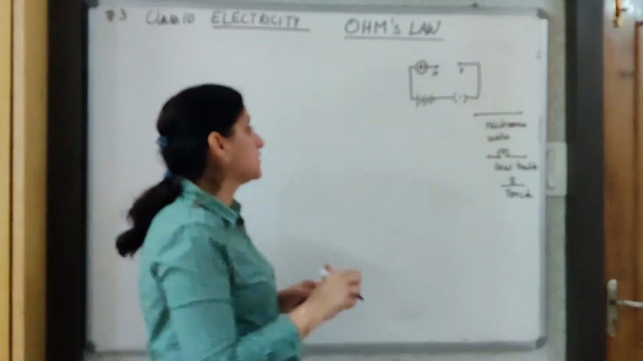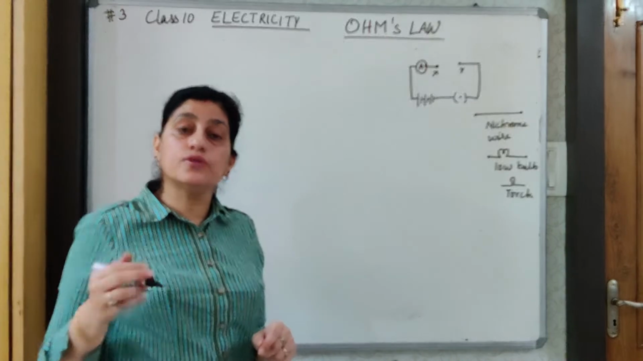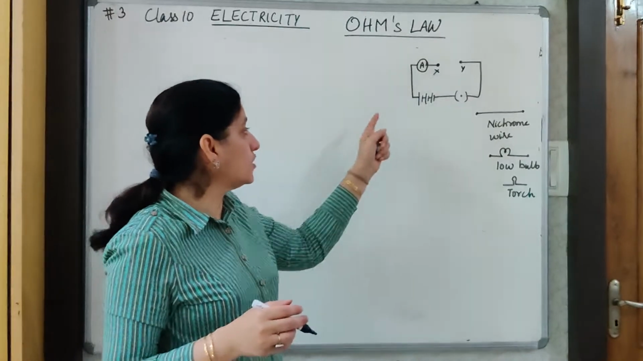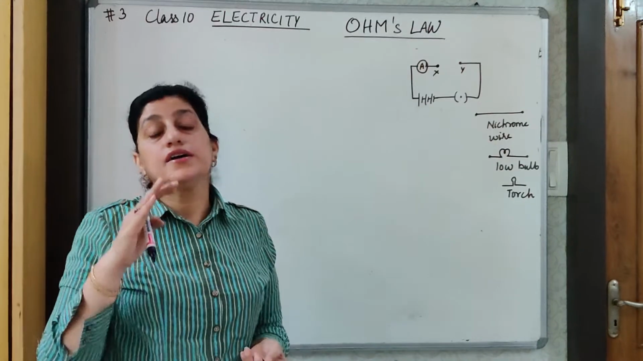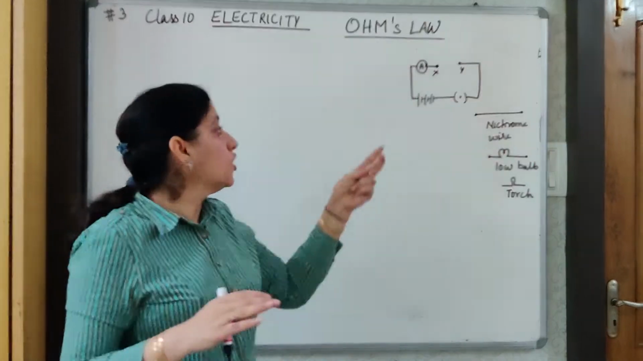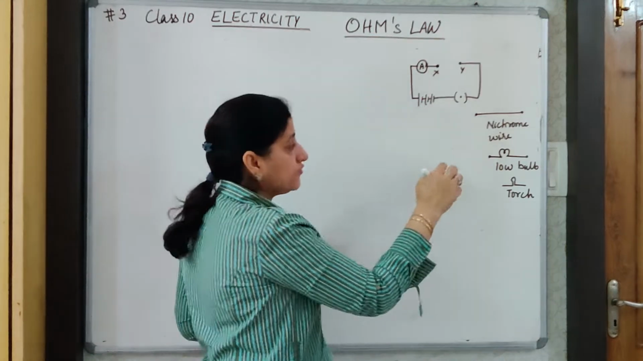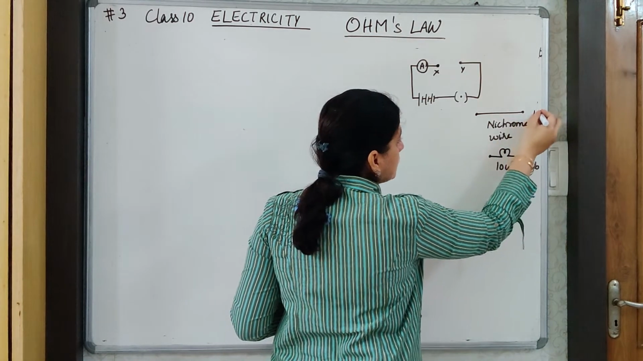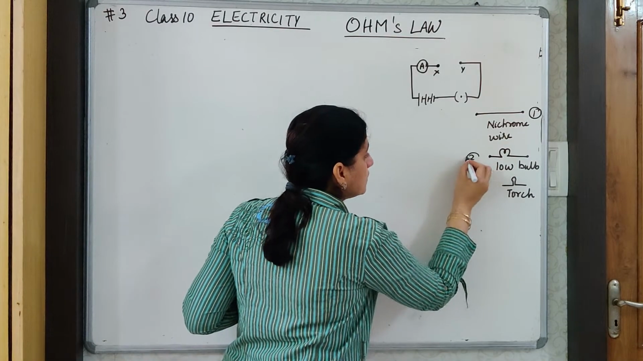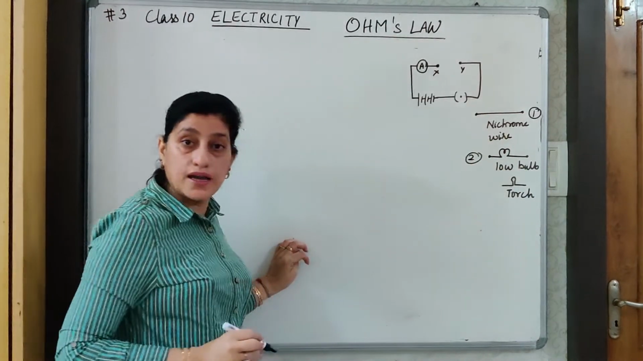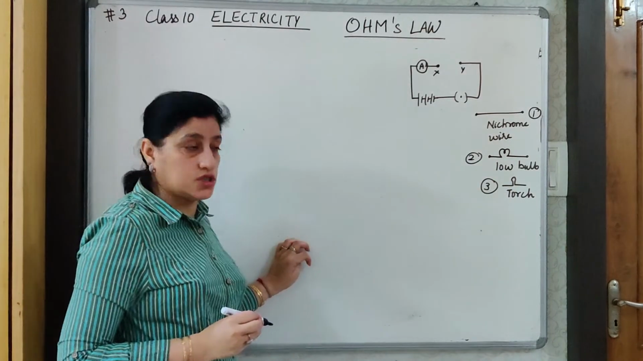The point to be noted here is that we have taken a battery and we are not changing the potential difference. Therefore, we have not connected a voltmeter, because the potential difference is fixed, and we are studying the dependency of current and resistance. So I have taken three different components. The first one is a nichrome wire, the second one is a 10-watt bulb, and the third one is a torch.